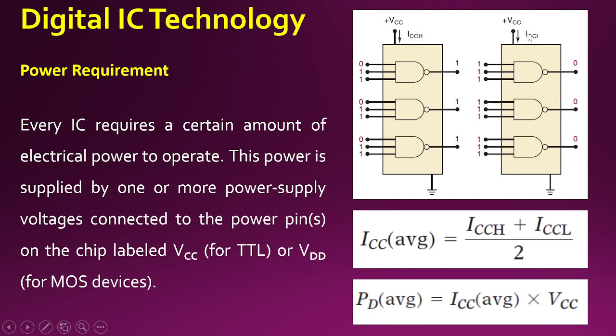And here we are calling it ICCL when, extremely sorry, all the outputs are low. So it is ICCL, the L here means low. Then we'll take the average of this, that is ICCH plus ICCL by 2. This gives us the ICC average. Now to get the power requirements, we just have to calculate PD average, that is the ICC average into the supply voltage.